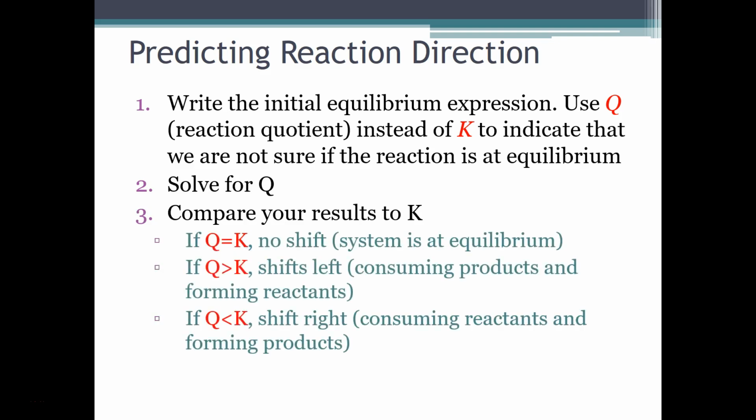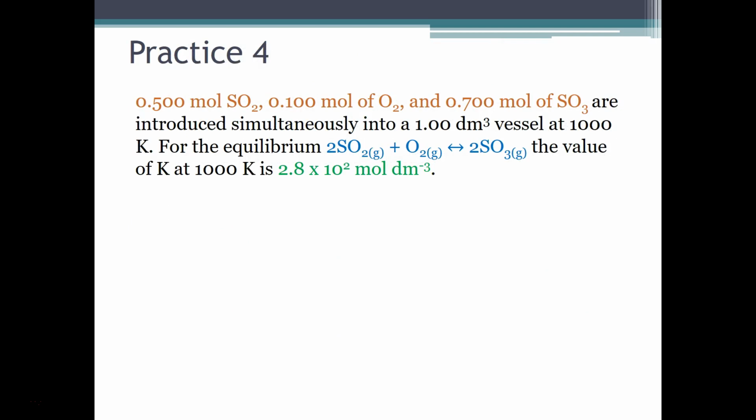Now, if Q is equal to K, then there'll be no shift. If your Q value equals the K value, then that means you're at equilibrium. If Q is greater than K, that means the reaction will need to shift left, forming more reactants. And if Q is less than K, it'll have to shift right. So basically, the concentrations given to us, if we're using Q, are concentrations that may or may not be at equilibrium. We're not sure. And so we're going to solve for Q to find out. So here's an example.